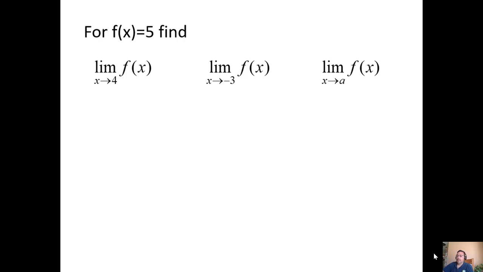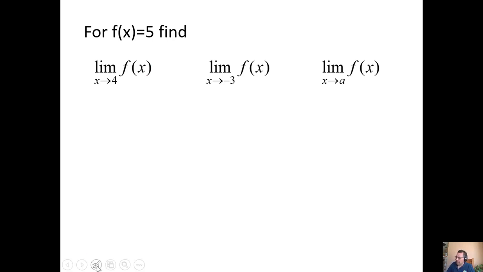We begin here. For the function f of x equals 5, find the limit as x goes to 4 of f of x, the limit as x goes to negative 3 of f of x, the limit as x goes to a of f of x. Okay, so in this particular example, we're dealing with the constant function f of x equals 5. And what that means is no matter what your input is, your output is always 5. So I will do the first one. After you see the first one, pause the video and attempt to do the other two.